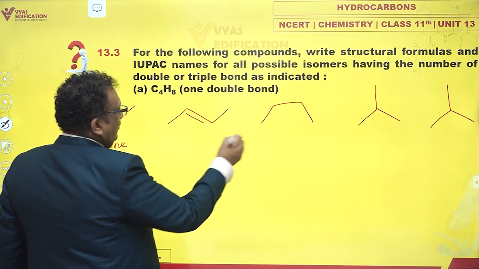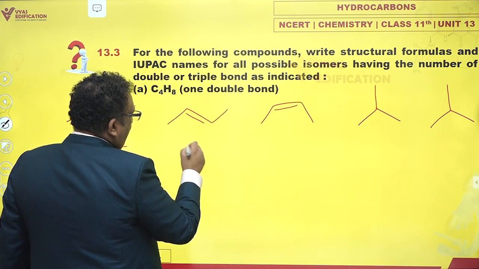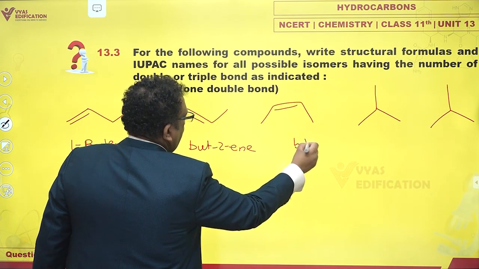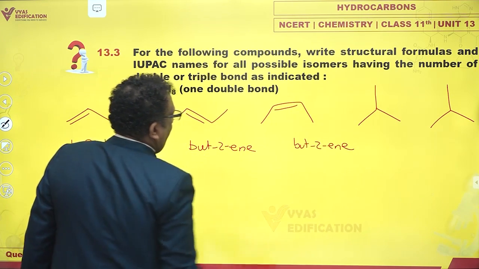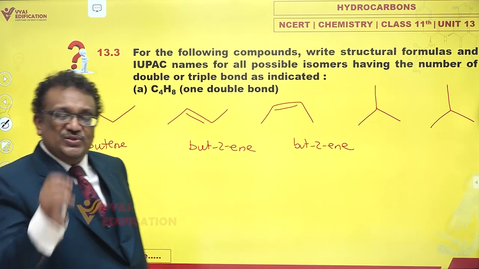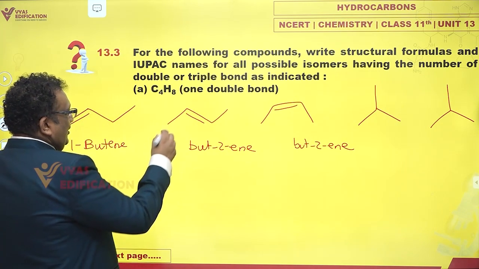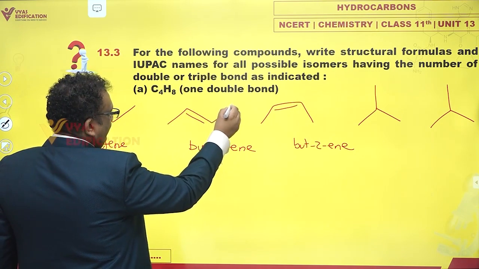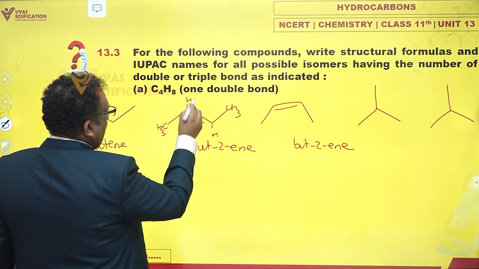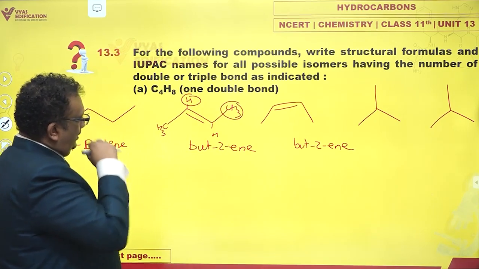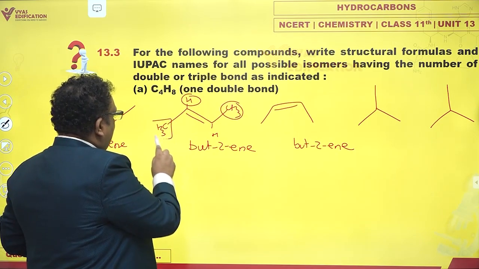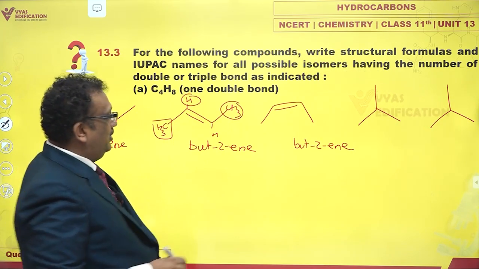I also could have put a double bond here. That would have been but-2-ene. Right? They are the same two butenes? Yes, they are. But there is a subtle difference. In this case, if you see, H and methyl are on one side of the double bond, and both the methyl groups, if you check, are on the opposite sides of the double bond.